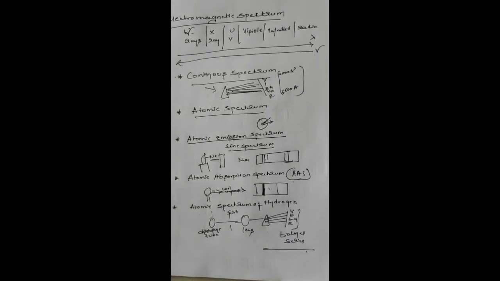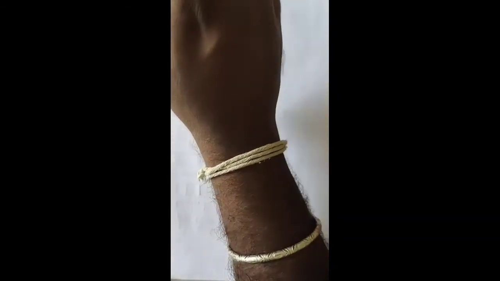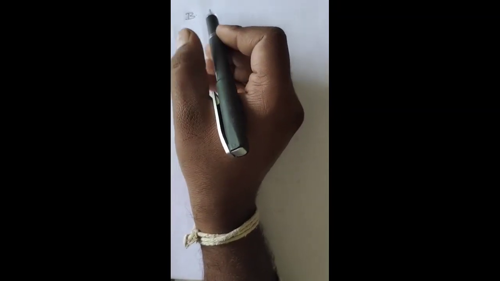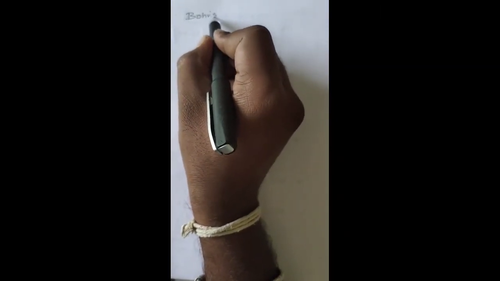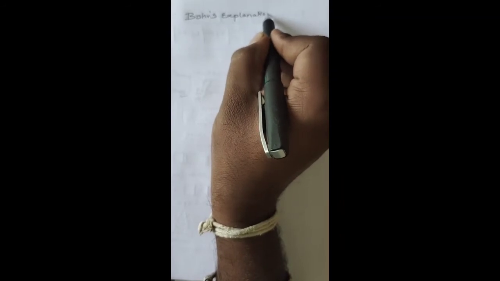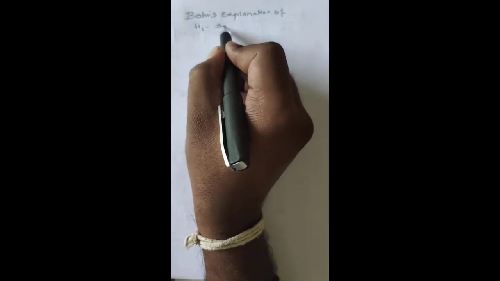We observe this through the electromagnetic spectrums. So that is the continuous spectrum, the atomic emission or line spectrum, the atomic absorption spectrum, and lastly the atomic spectrum of hydrogen. Next we are going to study Bohr's explanation of the hydrogen spectrum.